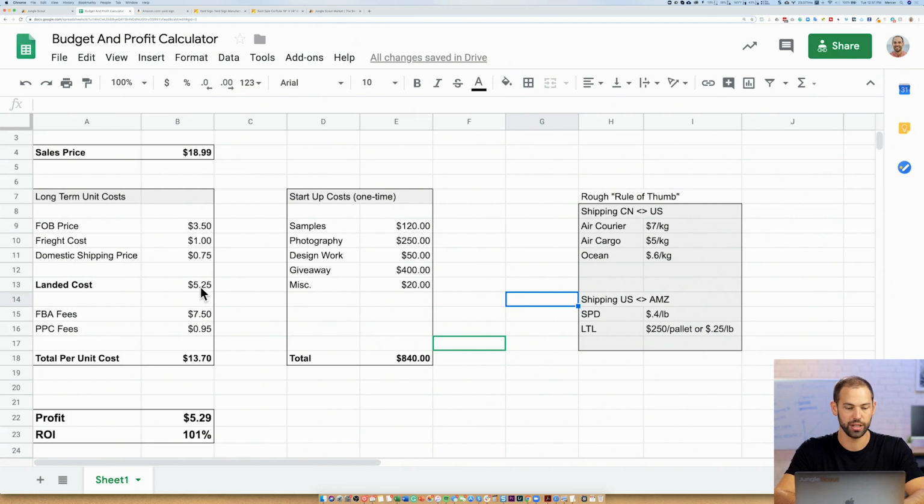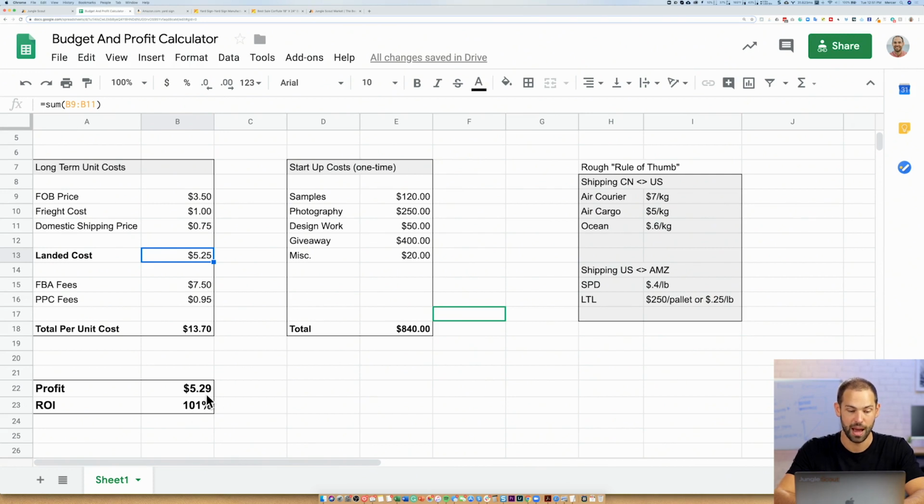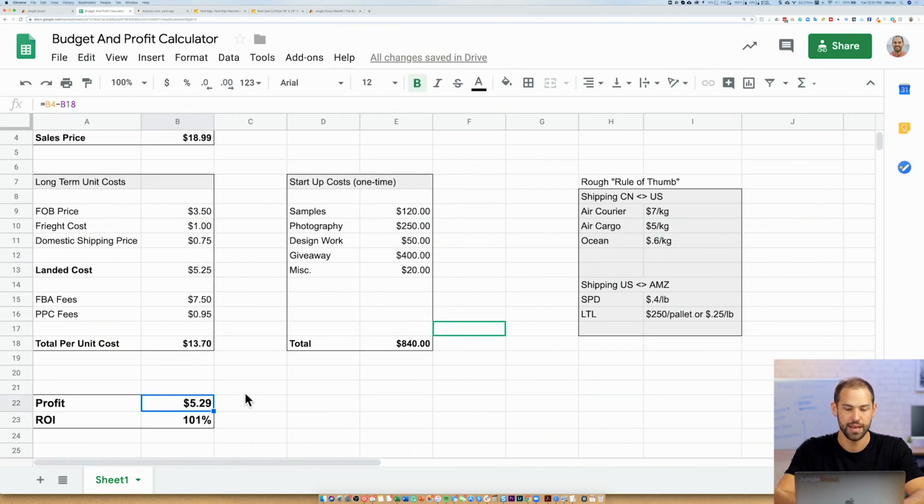For each unit I'm ordering, it would cost me around $5.25 to get it to Amazon's warehouse. But for each one that I sell, I'll be making $5.29 in profit, which is pretty solid. So that is how I go about thinking about how to calculate my costs and my budgeting for launching a new product. This is about as good as you can get at this phase.